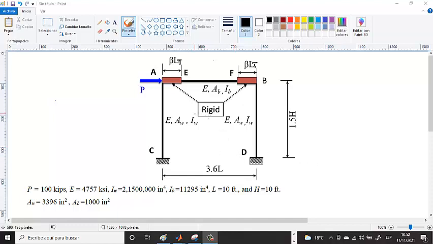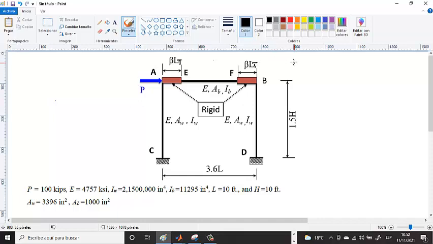Good morning, everybody. Today I would like to solve this structural analysis problem with you. This is a frame structure which is subjected to a lateral load P, and all the parameters such as the Young's modulus, the moment of inertia, and the area are shown below, as well as the geometry of the frame structure. The peculiarity of this problem is that the beam has two rigid end zones.